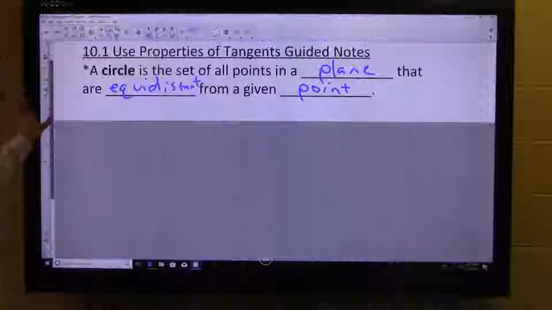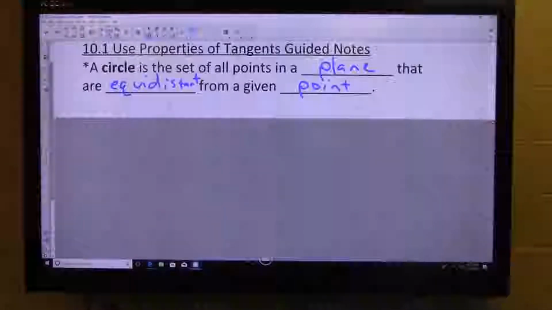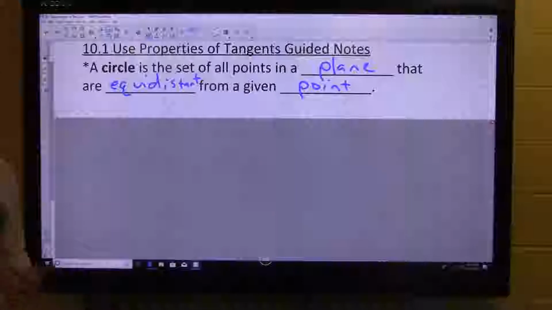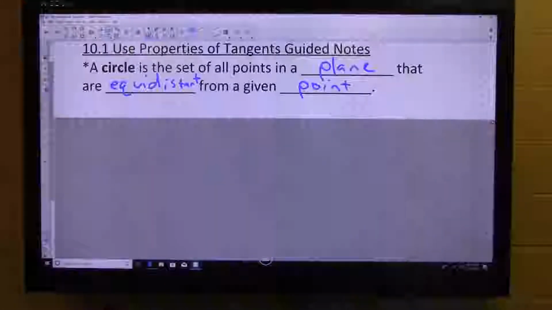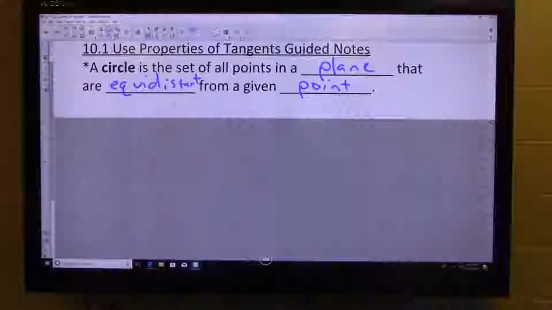I just want to warn you guys, I've got some guided notes there for you, and they have two circles on them. Don't draw anything, and hopefully you already haven't. Don't draw anything on those two circles. We're going to add to this. We're going to define these other terms on those two circles.